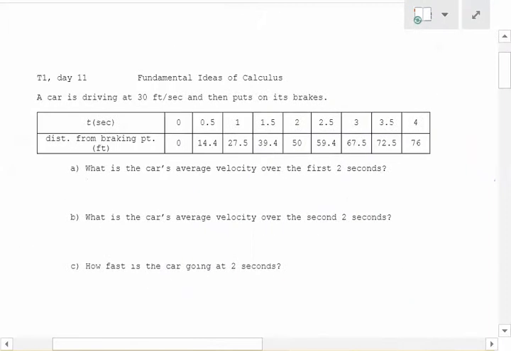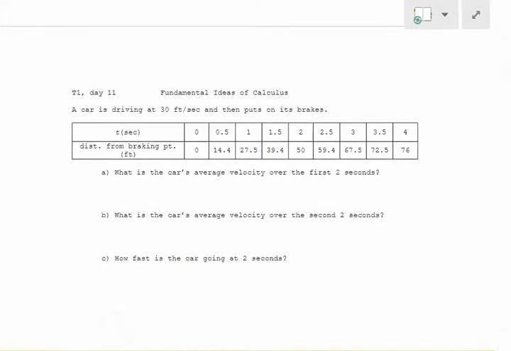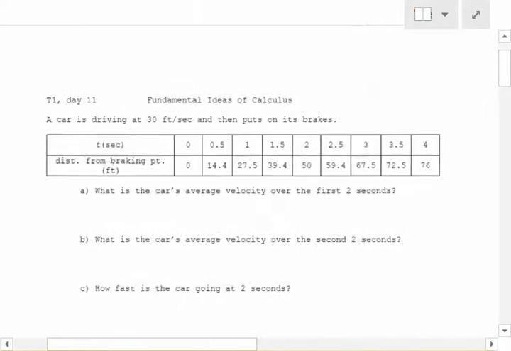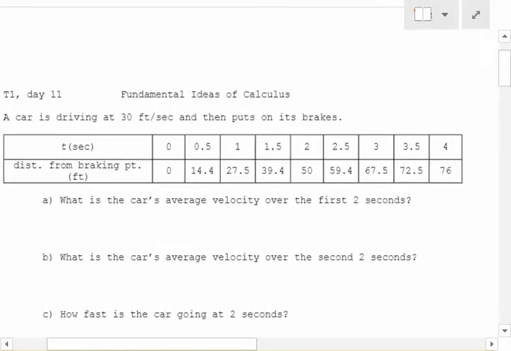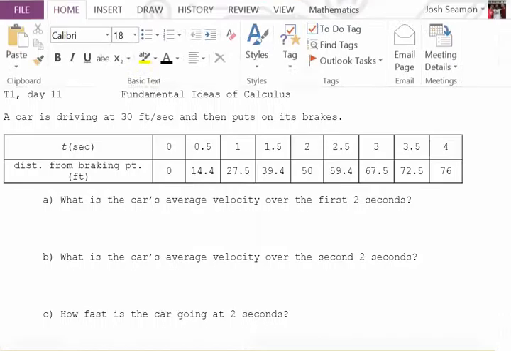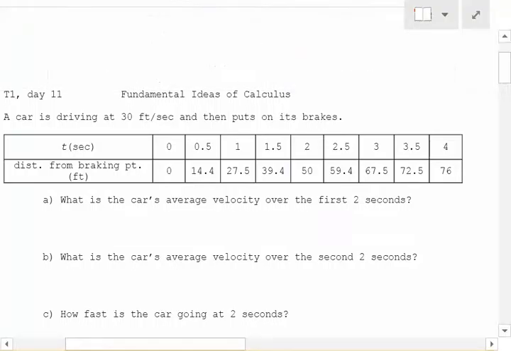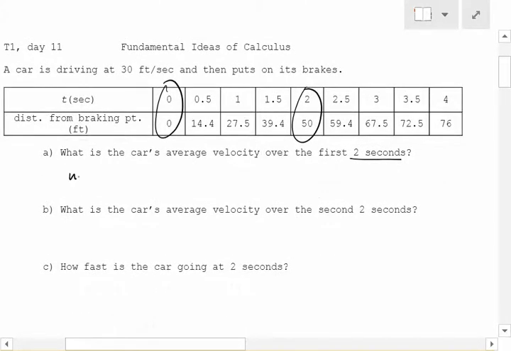Okay, so for the first 2 seconds, this is just the slope between 2 points. The slope between time equals 0 and time equals what? 2. The first 2 seconds, right? So here's the first point and here's the second point. Can someone tell me what the equation is for the slope? M is going to be what? 2 minus 0 over 50 minus 0.